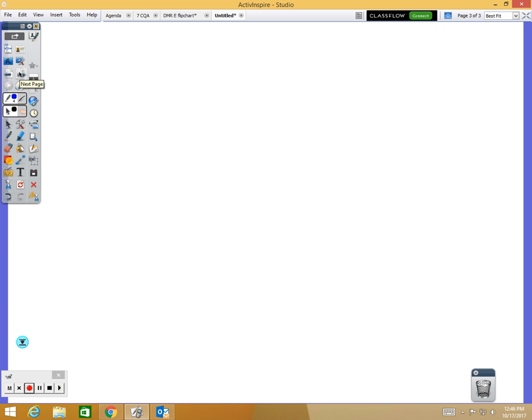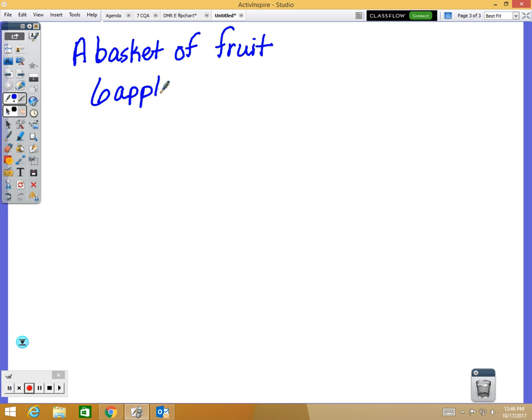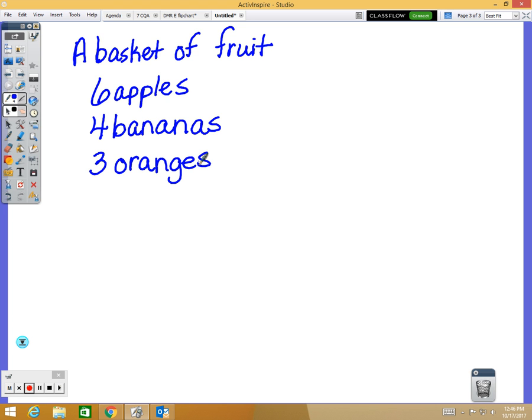So let's do a little bit of practice with writing some ratios. Here's the information that I'm going to first provide you. We're going to have a basket of fruit. In this basket, you have 6 apples, 4 bananas, and 3 oranges. So I'm going to give you a second to write that down. Again, in a basket of fruit, you have 6 apples, 4 bananas, and 3 oranges. That is just our information. We're not able to write any ratios yet. We haven't been asked anything. So I'm going to pause while you write that information down.